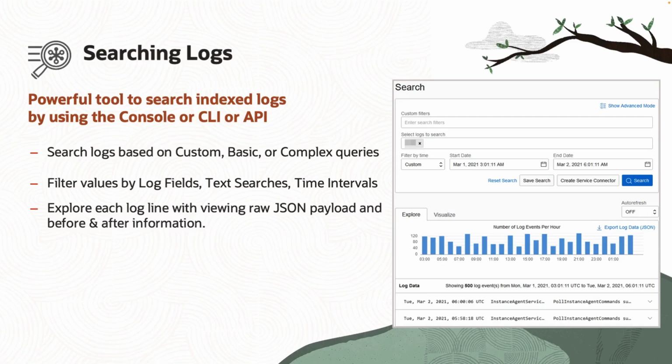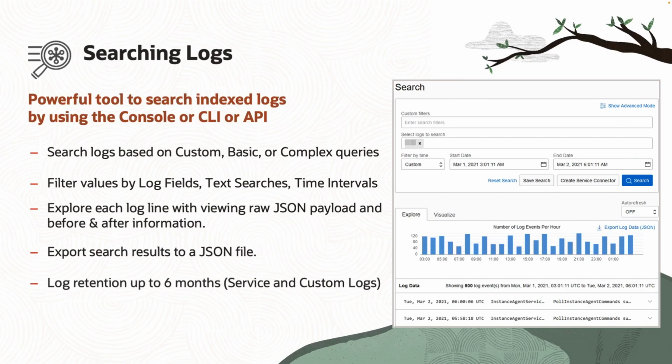Each log entry can be explored in detail. You can find these details by expanding the log line section and view the entire payload structure in a JSON format. You can also access the before and after log view that shows the exact preceding log entries and also the successive logging lines of the log object. The search results can be exported into a JSON file. The log retention period for service and custom logs is maximum up to 6 months. The log retention for audit logs is different, and we'll cover that in a later lesson.